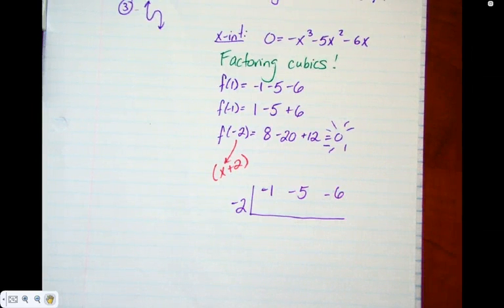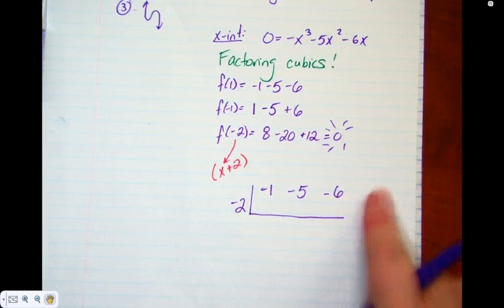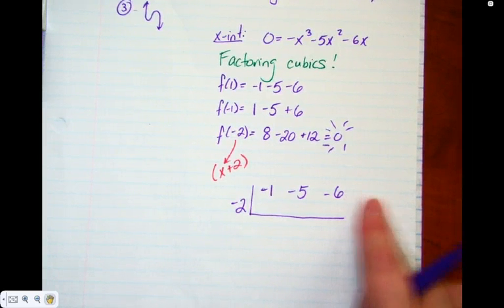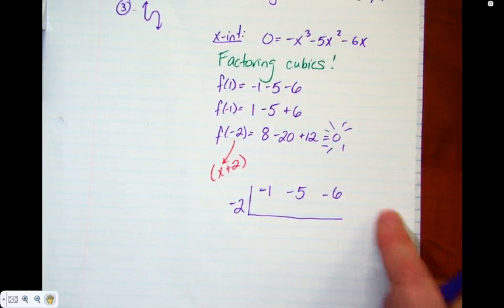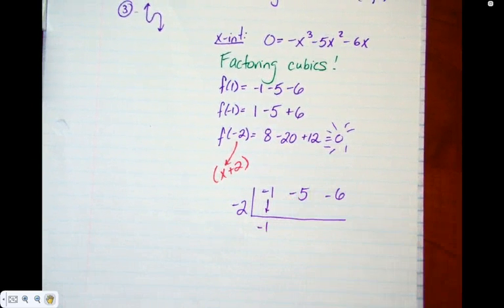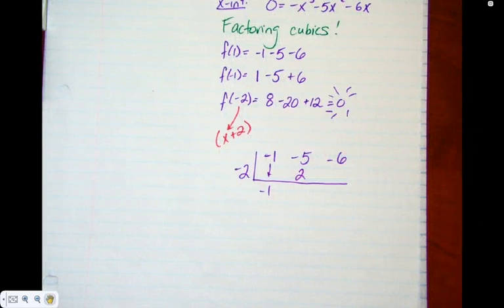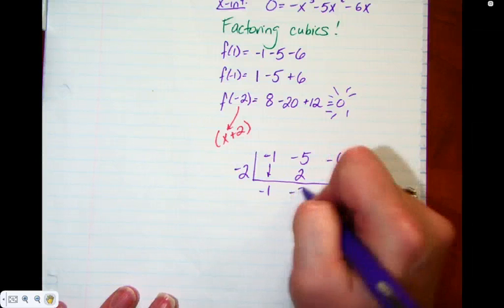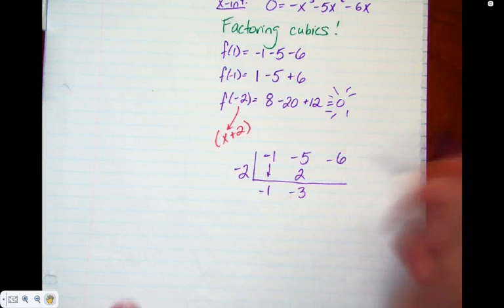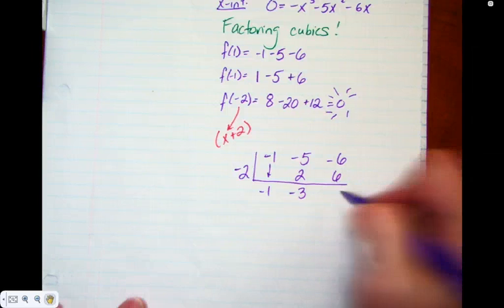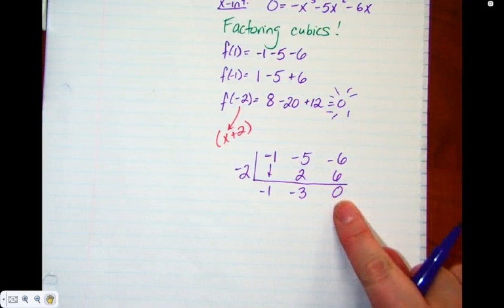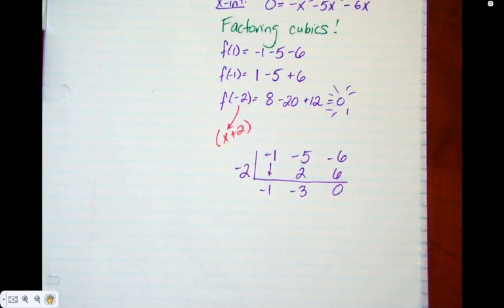What are the 2 things we need to double check? Order, missing terms. So I don't have a constant. Does that matter? No, I could put a 0 there if I wanted to. It's just not going to matter in this question. Okay, drop the -1. -2 times -1. -5 plus 2. -2 times -3. -6 plus 6. Built-in check, 0. But that's not the final term. The final term would be the 0 at the end.